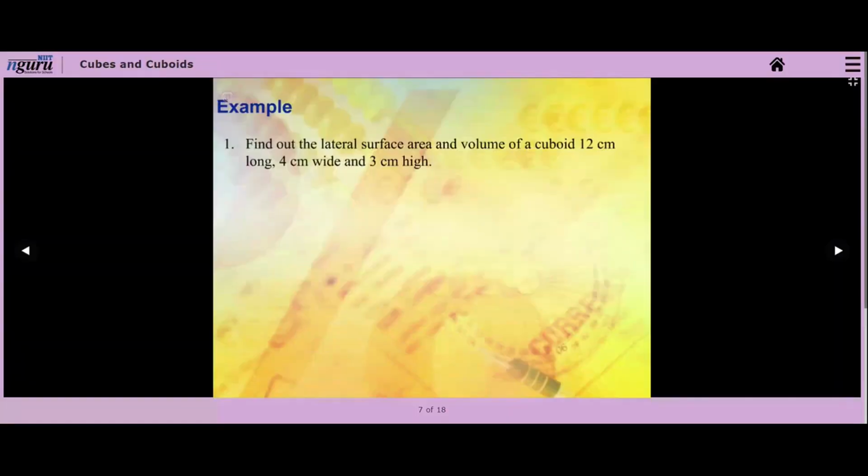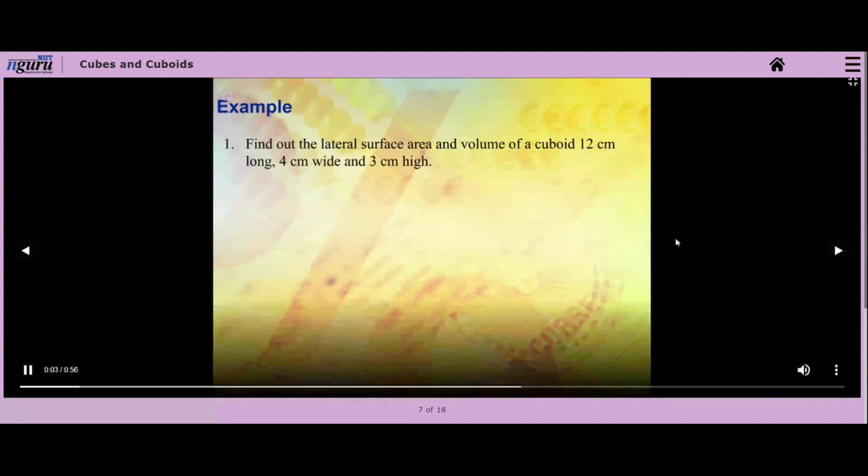Now, consider some examples related to the area and volume of cuboids. What is the answer? LSA of cuboid and volume of cuboid.